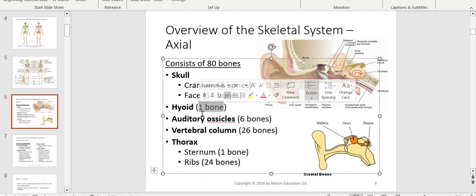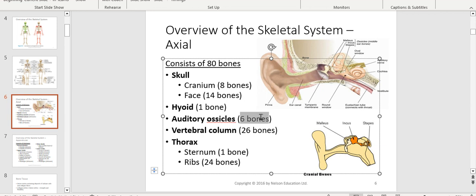That one there, like the patella, the kneecap, is what we call a sesamoid bone, okay? And it's embedded there within a tendon, okay? No articulation here with the hyoid. Auditory ossicles there. Here we're talking the ear, 6 bones there.